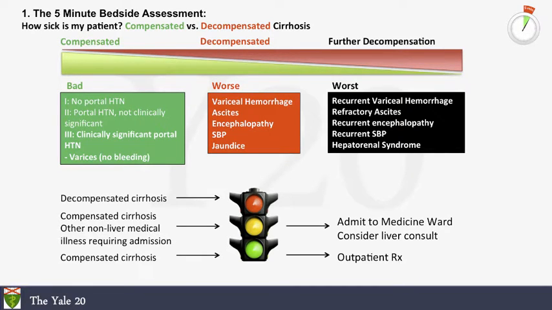If you have decompensated cirrhosis or further decompensated cirrhosis, these are patients that definitely need to be admitted. At Yale, we have a specified liver service called the Klatskin service, named after Gerald Klatskin, one of the preeminent hepatologists of his time, and definitely liver consult to help you manage these patients. These patients have high mortality rates, and they're very complex.